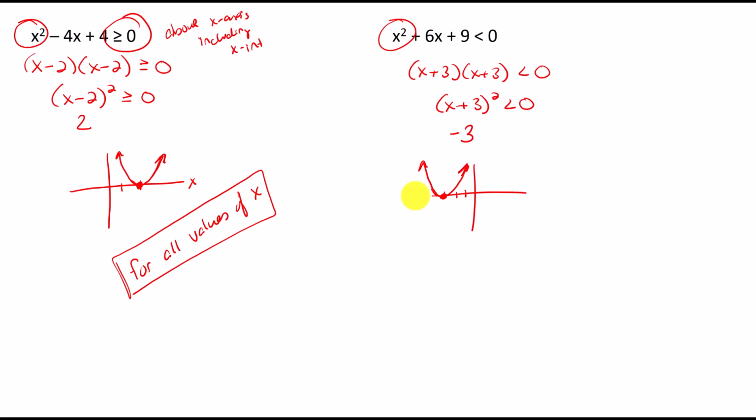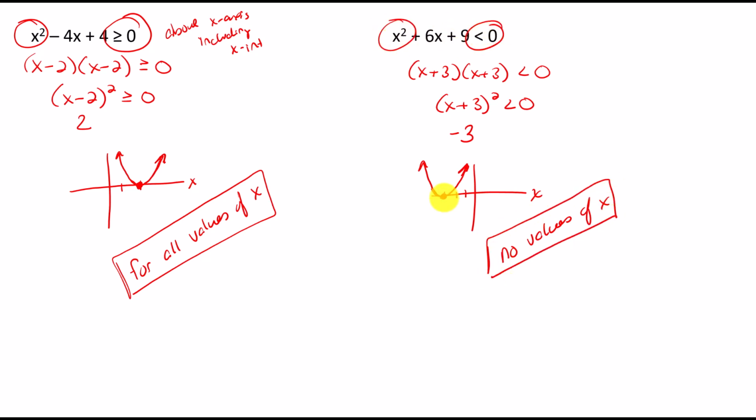So the question now was, when is this graph less than 0? When is this graph below the x-axis? Look at this. When is it below the x-axis? It's never below the x-axis. And since this doesn't have an or equal to, we can't even include this x-intercept. So we would say, for no values of x, there are no values of x where this graph is less than 0.